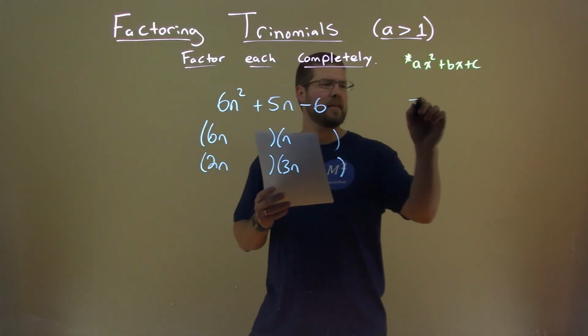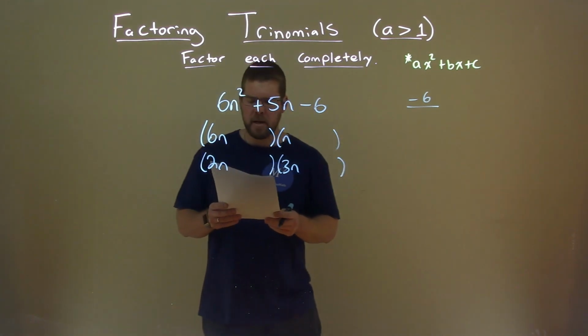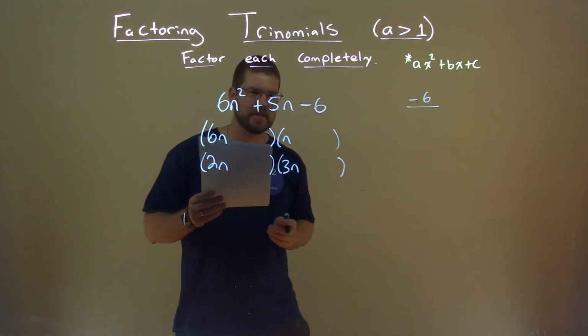Our c value is a negative 6. So what does that mean? We need to find two numbers that multiply to be negative 6.